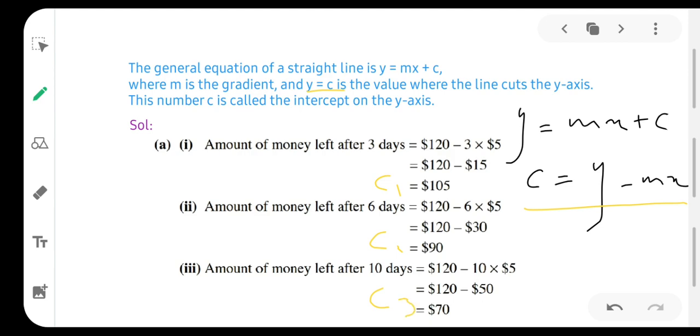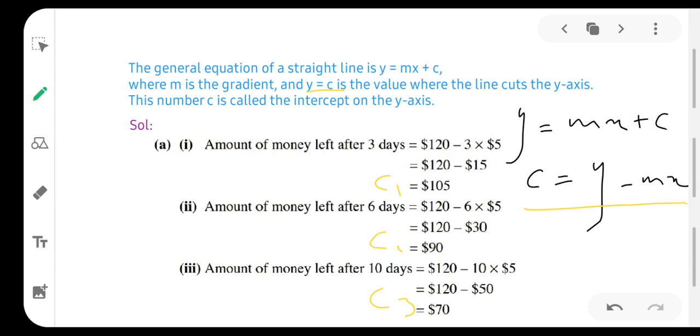In the first part, the value of y is $120, the value of m is 5, and the value of x is 3. So after simplification, we will get the answer $105. Similarly, in the second part, we will get the answer $90, and in the third part, we will get the answer $70.